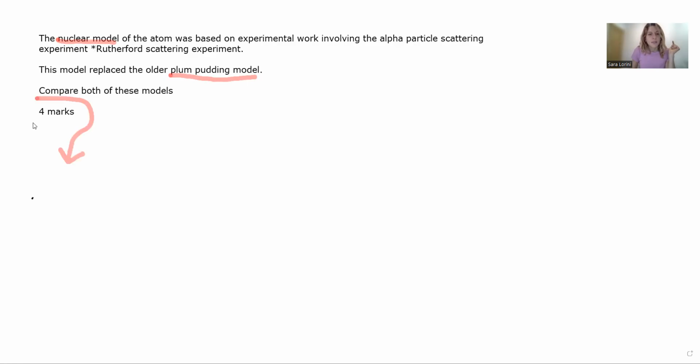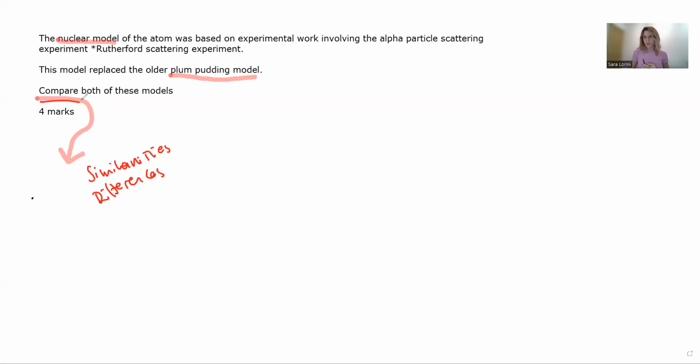When we are talking about comparison, you need to talk about similarities as well as differences. So make sure that you use comparative language, like this model has this while the other one doesn't. Otherwise, you don't get the marks. If you haven't got your answer yet, pause the video, write it down until you're ready for the correction, which I'll give to you now.